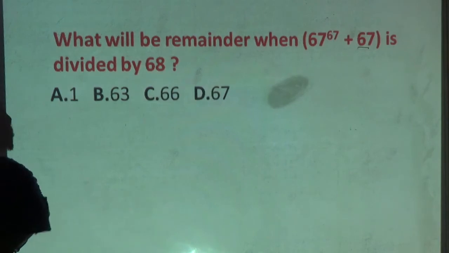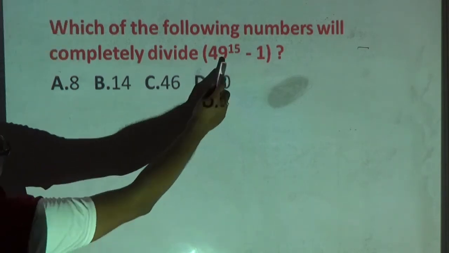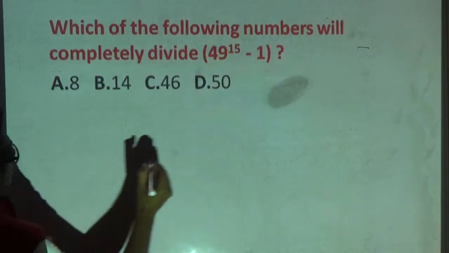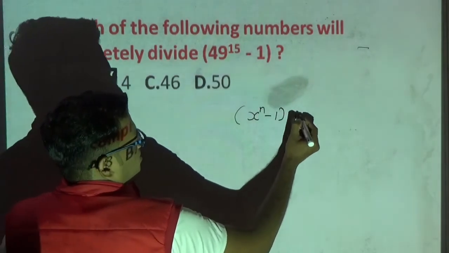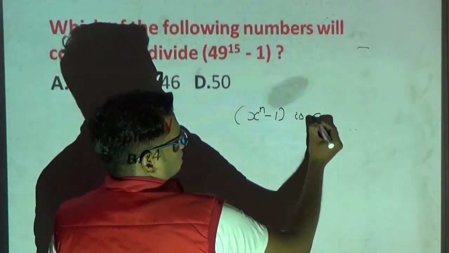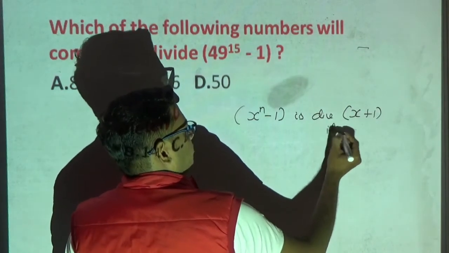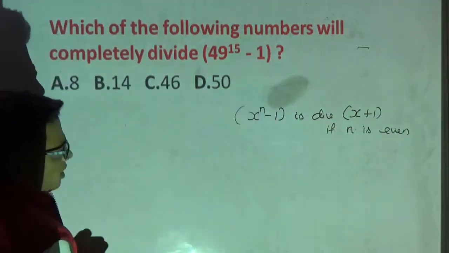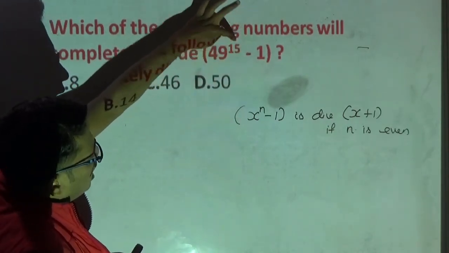Okay. Next. Which of the following numbers will completely divide 49 power 15 minus 1? Okay, I know this formula, right? I know that x power n minus 1 is completely divisible by x plus 1 if n is even. This I know very much. But you see here, n is odd. But minus symbol is there and here n is odd.